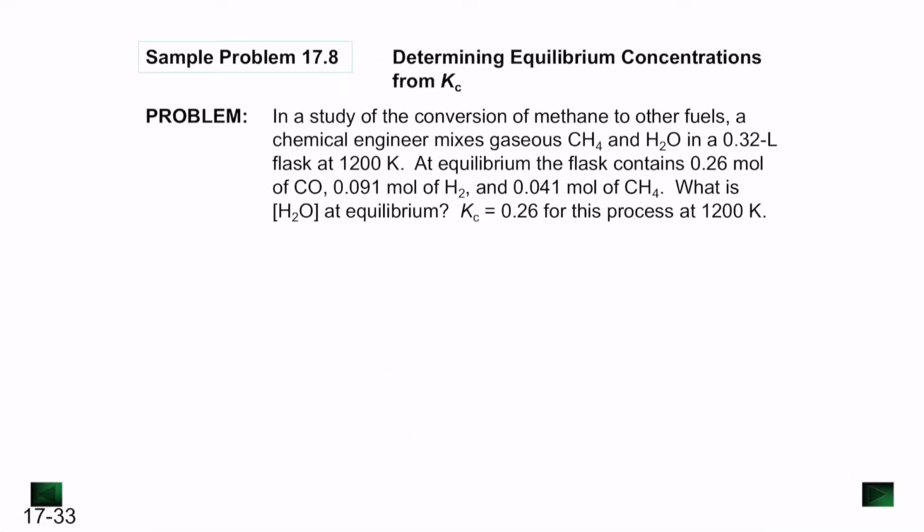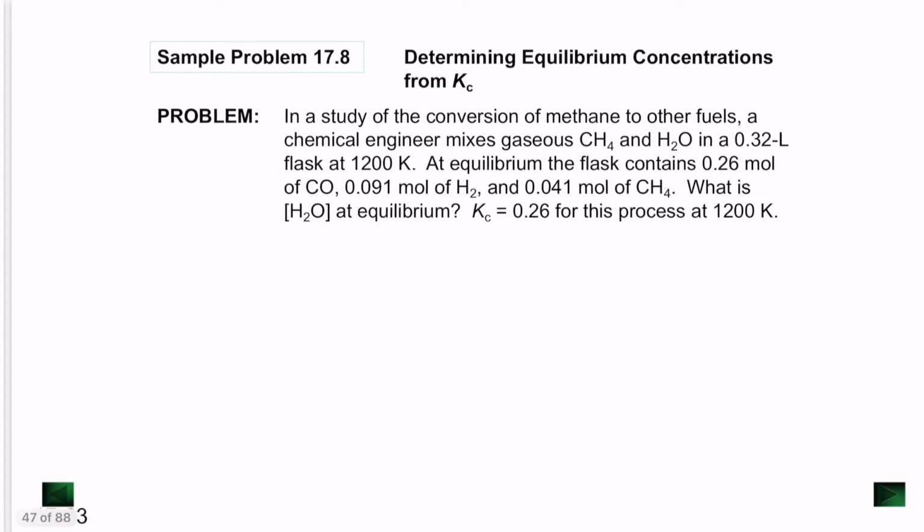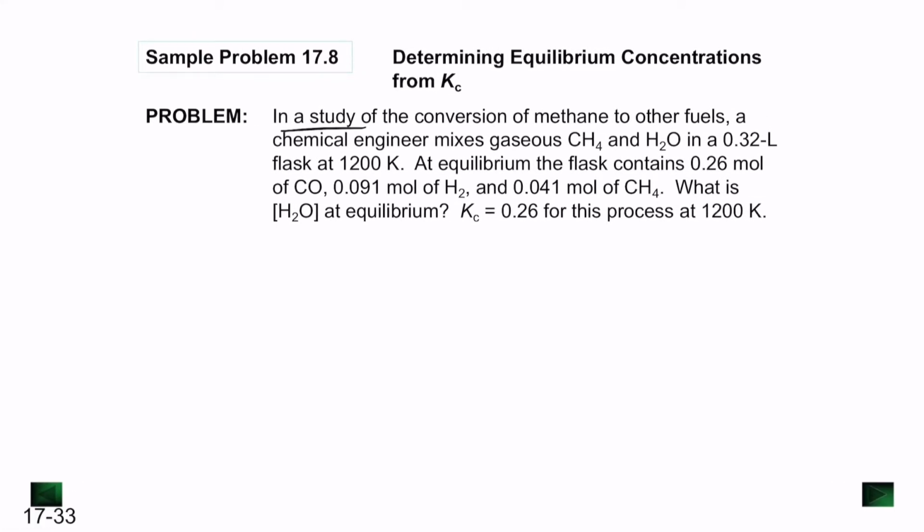So let's try another problem. Here what is given: in a study of conversion of methane to other fuels, the chemical engineer mixes gaseous CH4 and H2O in a 0.32 liter flask at 1200 Kelvin. At equilibrium, the flask contains 0.26 mole of carbon monoxide, 0.091 mole of hydrogen, and 0.041 mole of CH4. What is the H2O at equilibrium? So they have given Kc for the process at 1200 Kelvin. So write down the values right here. Notice the flask volume.